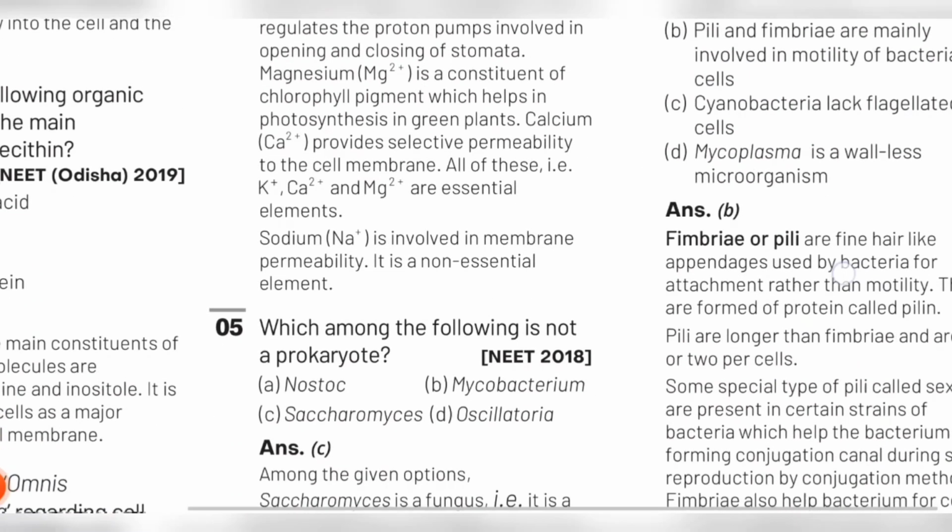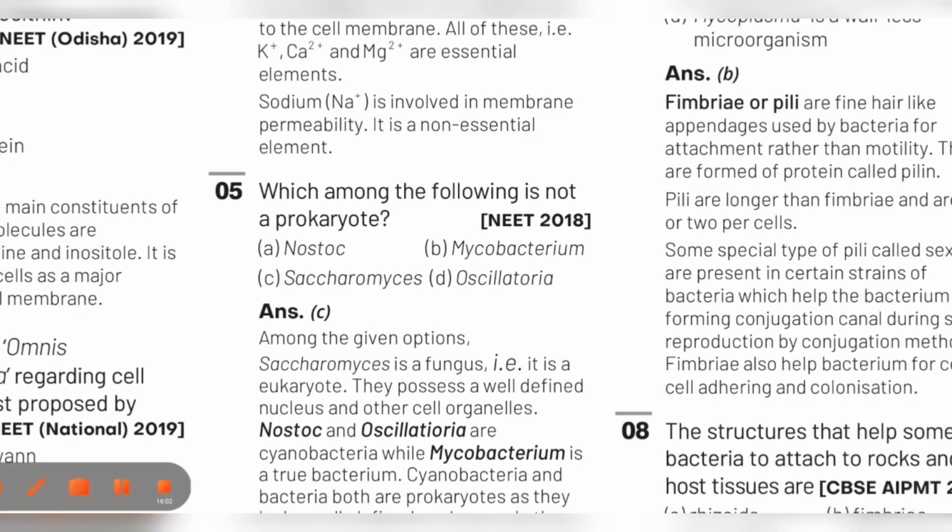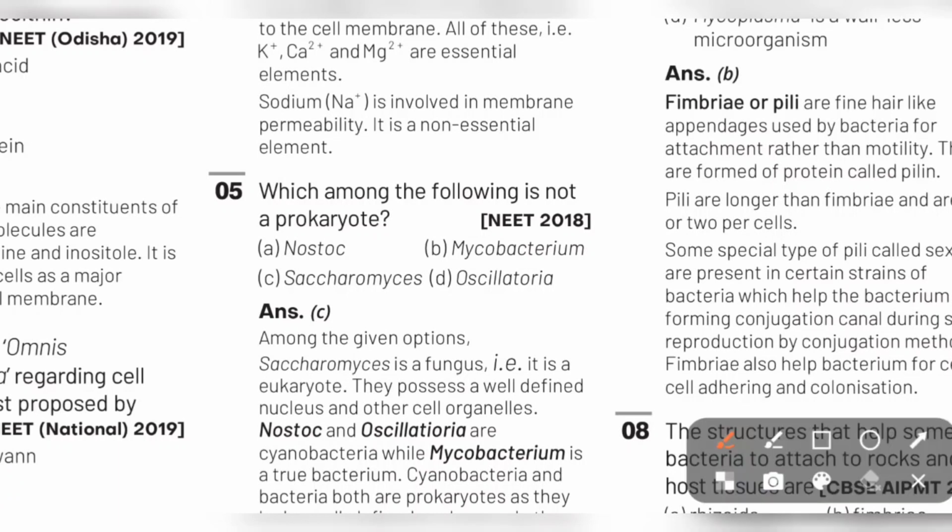And when we see the explanation of this very part, this is the explanation here. Fimbriae or pili are fine hair-like appendages used by the bacteria for attachment rather than motility. These are formed of protein called pilin. जो पिलाई होता है ना, पिलिन प्रोटीन का बना होता है.